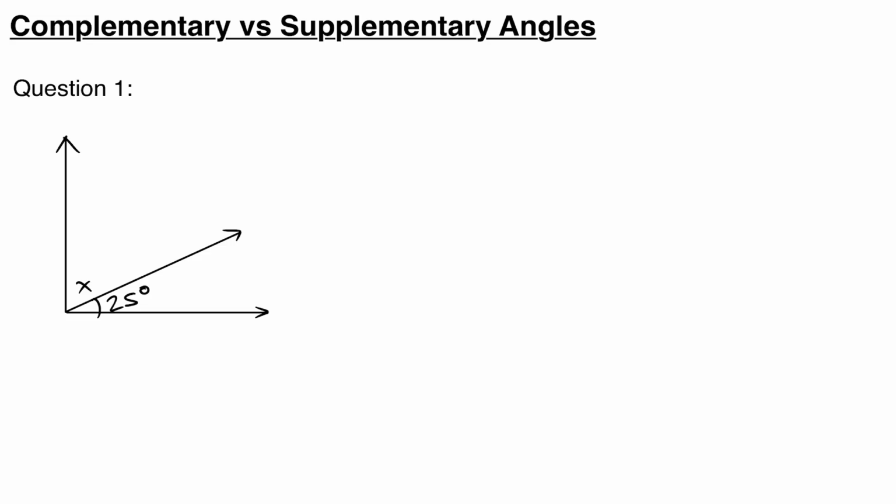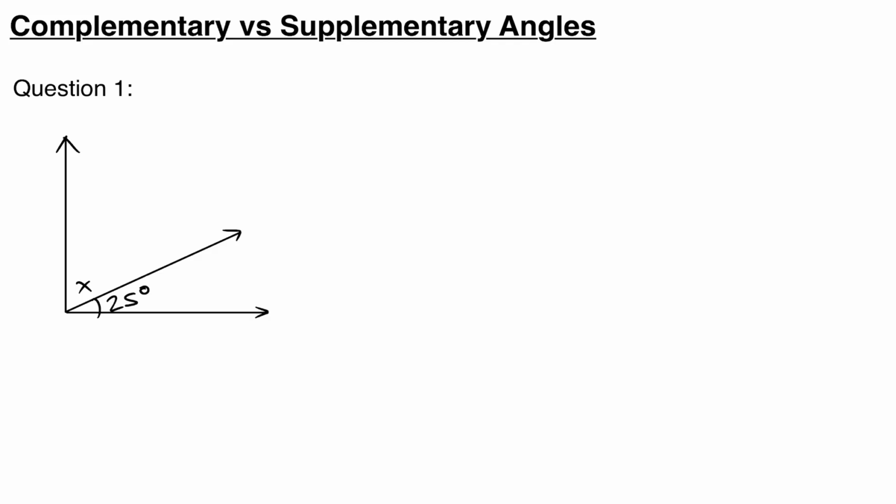So here we have a complementary angle question for question 1. We can see that we have a right angle and it adds up to 90 degrees. And part of the right angle is given, and it's given at 25 degrees. And so we're asked to solve for x. Now how would we do this?